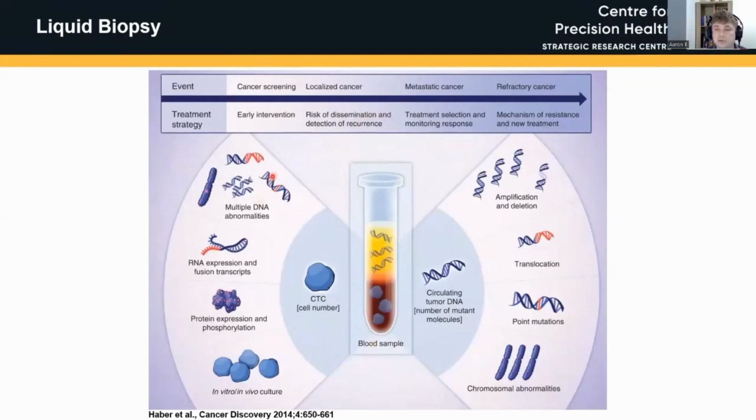So liquid biopsies have been used in a range of applications. These range from diagnostics or cancer screening to prognosis, to monitoring for recurrence, to detecting mechanisms of resistance, and for treatment selection.